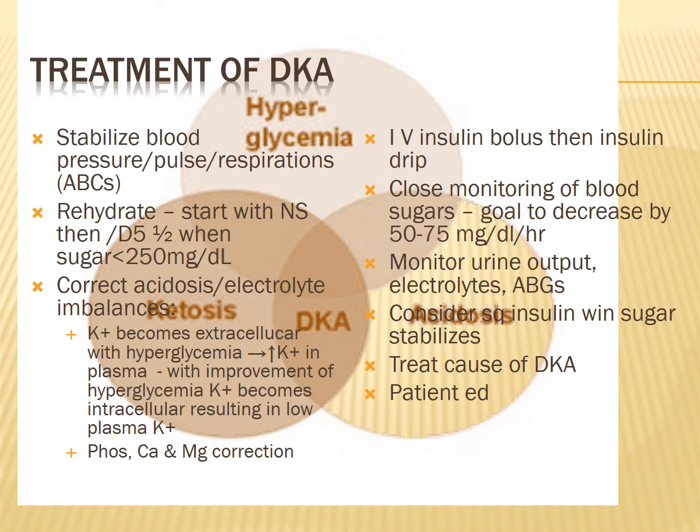Primarily, we're looking at potassium because it can jump in and out of the cell so quickly and have such a drastic effect. We're going to consider changing to subcutaneous insulin as soon as we have a stabilized sugar, and we will treat the cause of the DKA and also educate our patient as to where they could have warded this off.